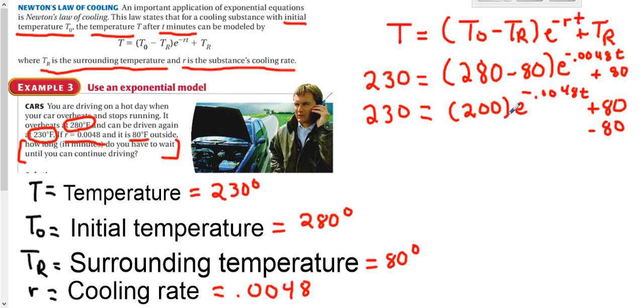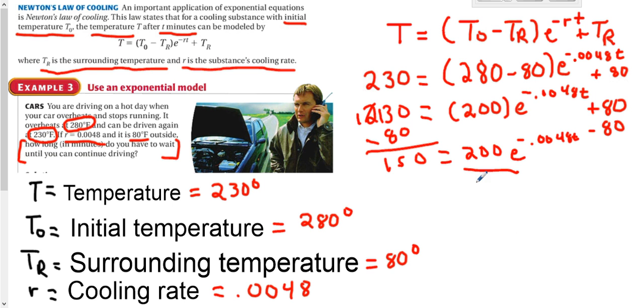So subtracting 80, 230 minus 80, that's going to be, let's do some quick math, it's going to be 150. 150 is equal to 200 times e to the negative 0.0048t. So all I'm doing is doing my simplification. Divide by 200. And let's kind of box this over.